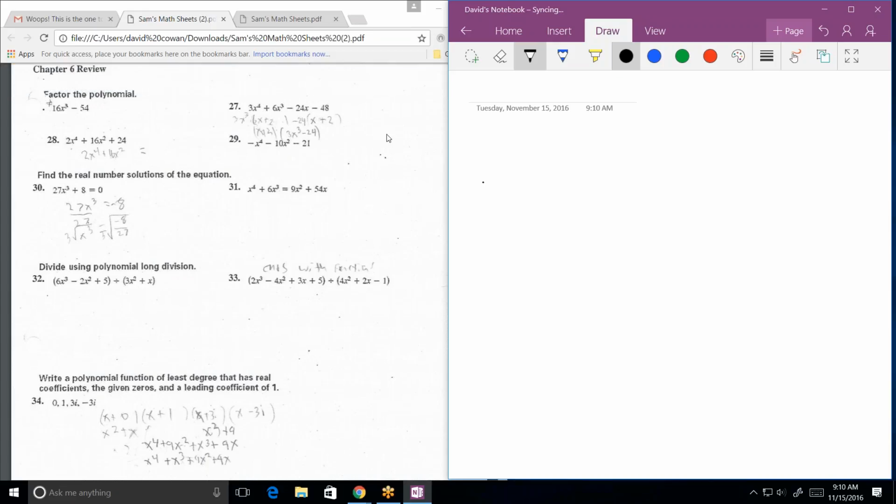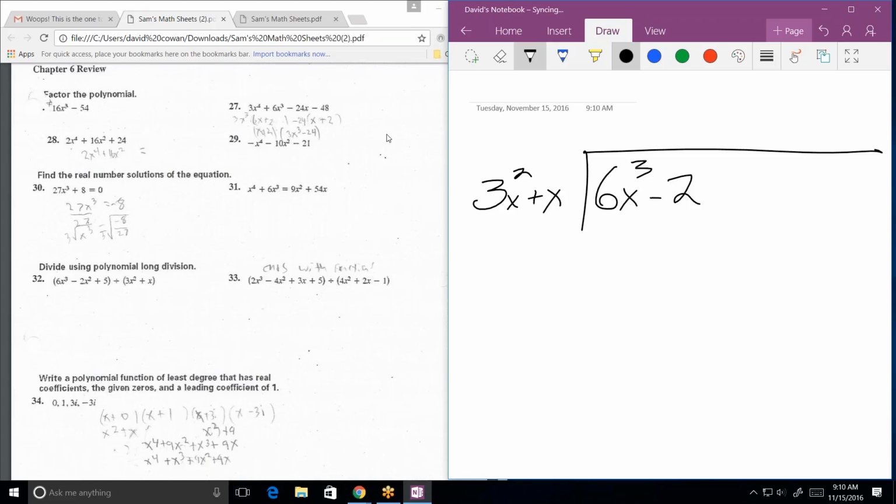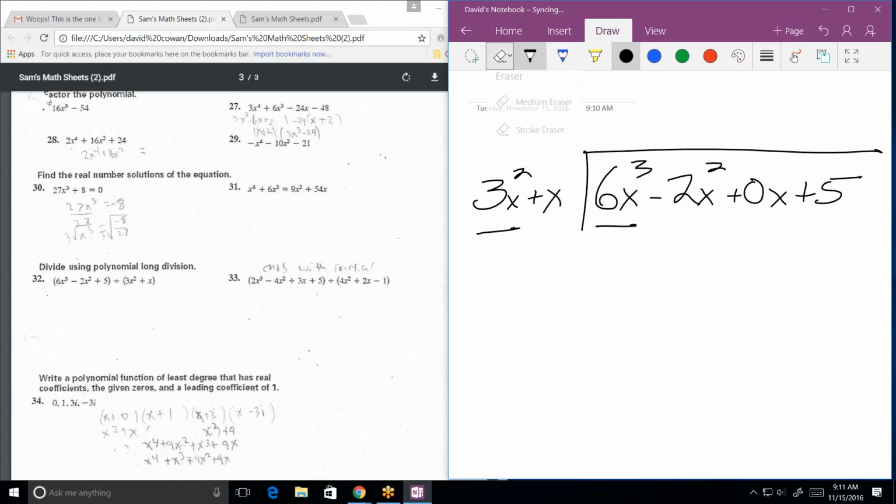All right, I've got 3x squared plus x. That's all I need there. I'm going to do long division, so I got to make sure here I have every power of x covered. And there's a missing x, so I got to add it as a 0x plus 5. Now, the first step in long division is to always divide that term into that term. What do you get?